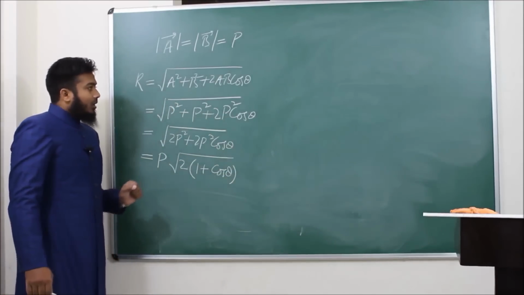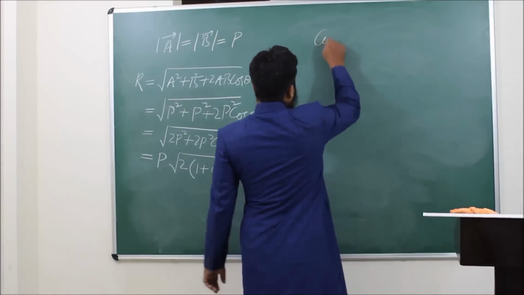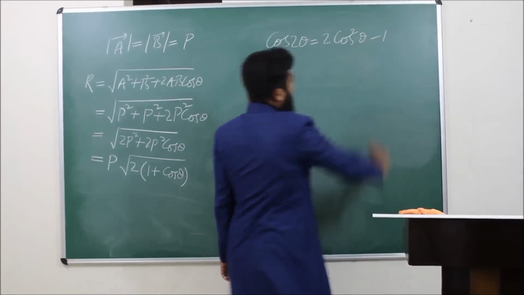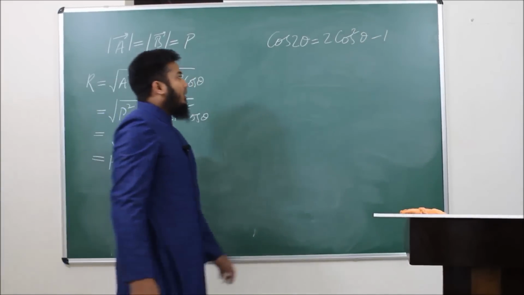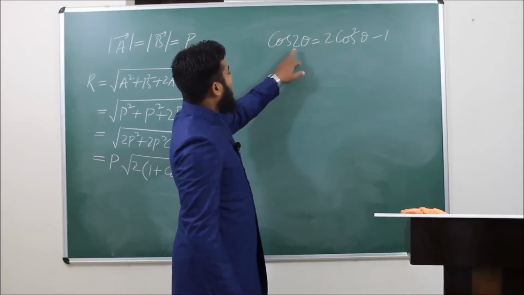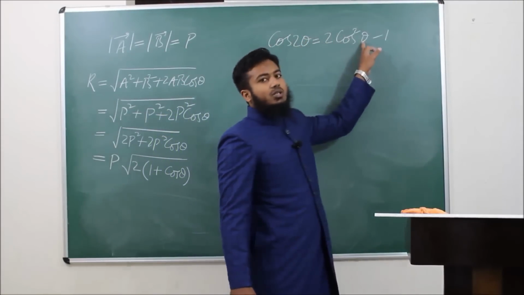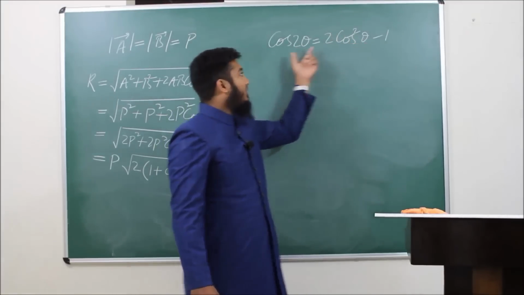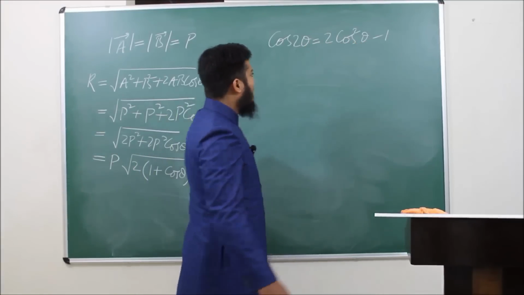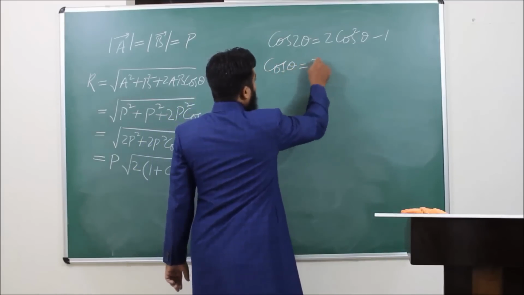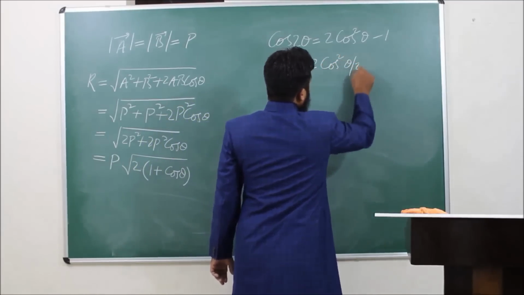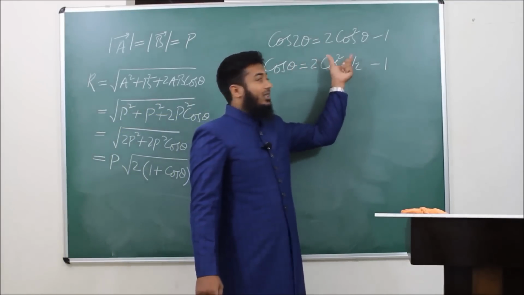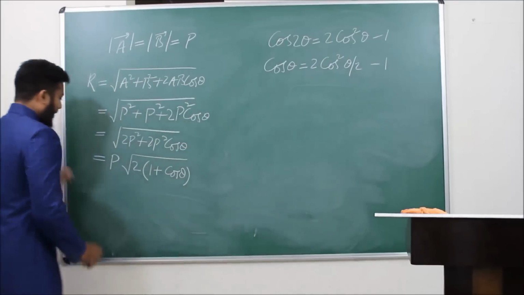Okay. Now there is a formula in trigonometry: cos 2 theta is equal to 2 cos square theta minus 1. What is the point here? The angle here is half of the angle there. If I write theta here, there it will be theta by 2. If it is 4 theta, then this will be 2 theta. So if I write cos theta, then it will be 2 cos square theta by 2 minus 1. So in place of cos theta, I can write 2 cos square theta by 2 minus 1. So let's write it here.